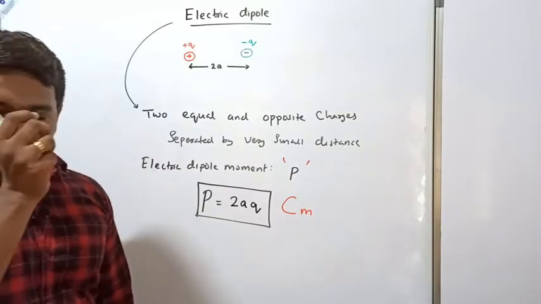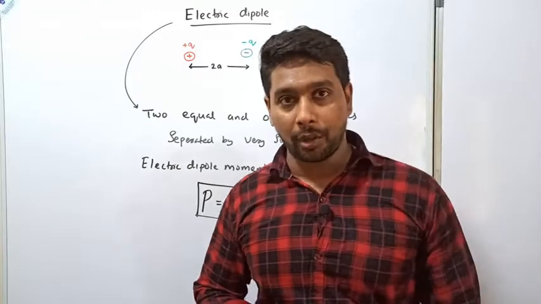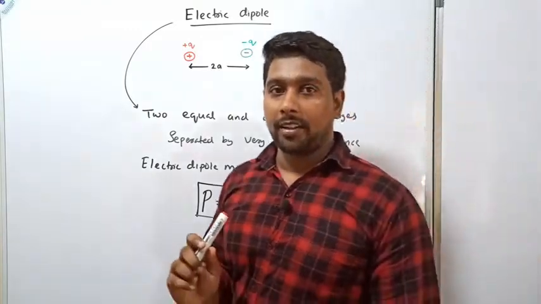What was the unit of electric field? Yes, it was Newton per coulomb. What was the unit of charge? It was coulomb. What was the unit of dipole moment? It is coulomb meter. Okay, you got it?